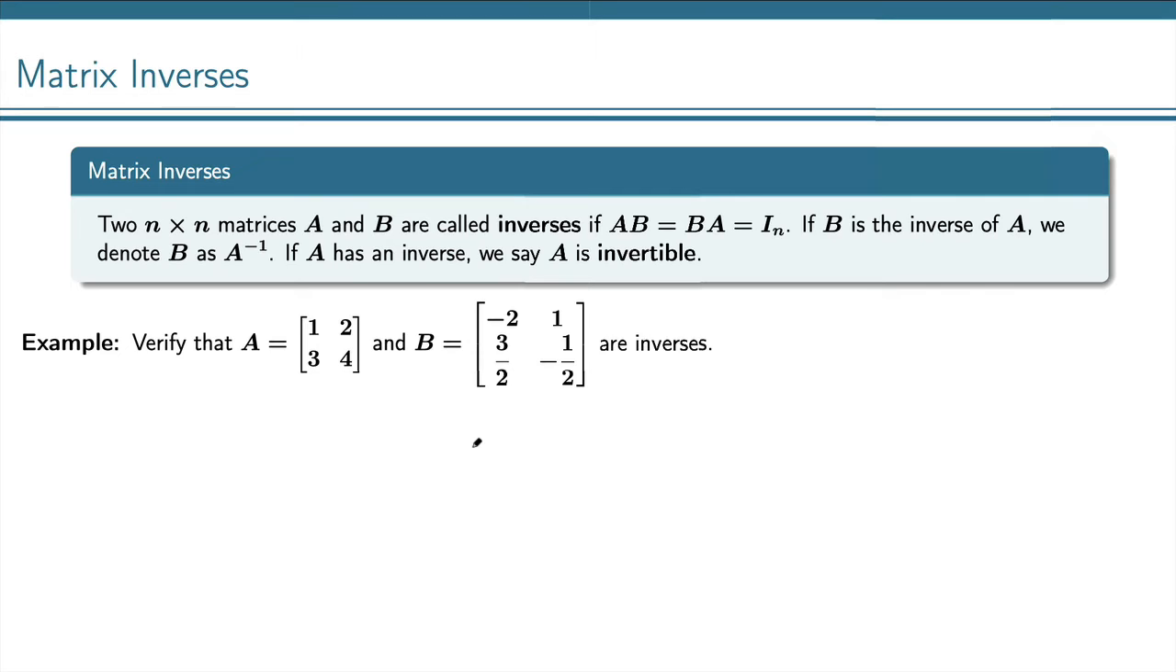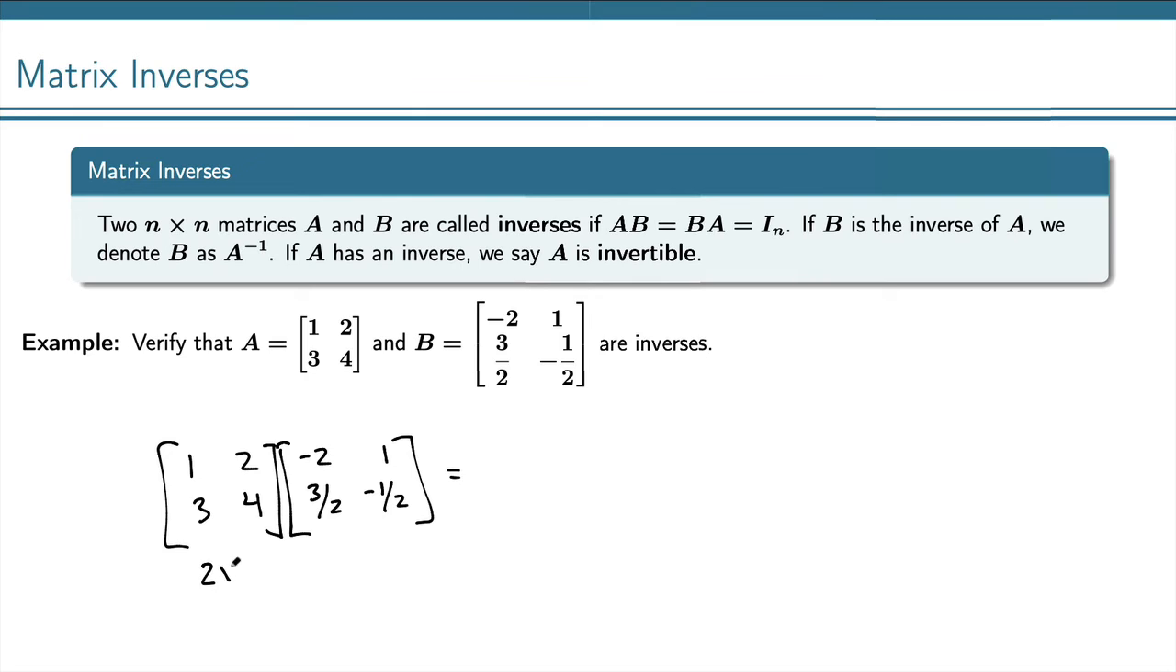So let's just start by looking at this example. Let's just verify that these two things are inverses. That means let's verify that if we multiply these, we get the identity matrix. So we take our matrix A and we multiply by the matrix B. So first of all, because this is a 2 by 2 matrix and this is a 2 by 2 matrix, we know that we can multiply them because those match, and our result will be a 2 by 2.